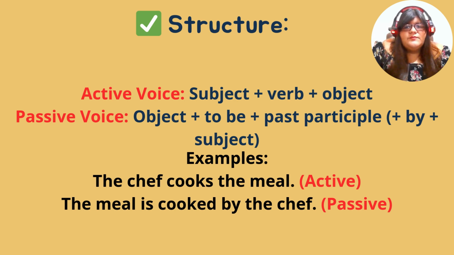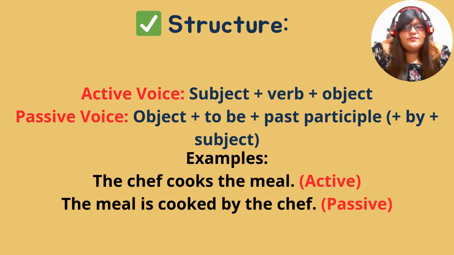We have the object plus the verb to be plus the past participle of the verb. Do you remember? It is the third conjugation of the verbs. Then we have plus by plus the subject. It is longer, but it's simple. Don't worry, you will see it.